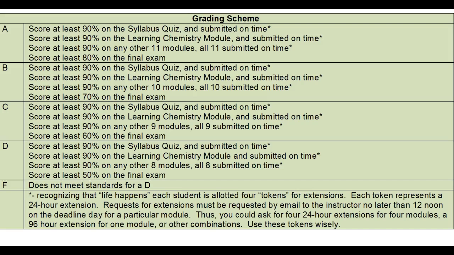And so I realize that life happens. Things come along. You get sick, you want to leave town for the weekend, whatever, and you might need some extra time on a module. So you want to start off the semester with 4 tokens, and you can trade these tokens in for a 24-hour extension for any of the modules. But you have to ask no later than 12 noon on the deadline day for that module. And I will do my best to respond back to you before I leave work at 5. But you have to ask by 12.